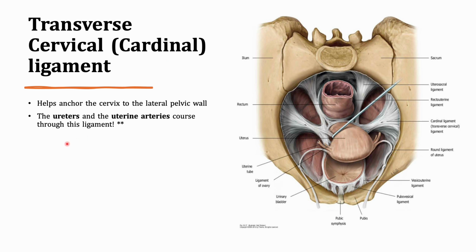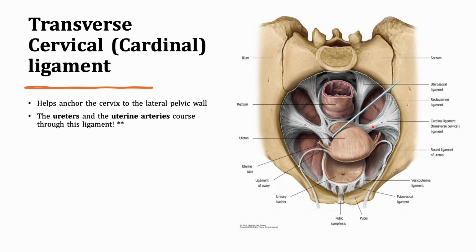And then the important thing about the cardinal ligament is that the uterus and the uterine arteries actually course through this ligament. So that is super important. So the uterus and the uterine arteries actually course through the cardinal ligament.